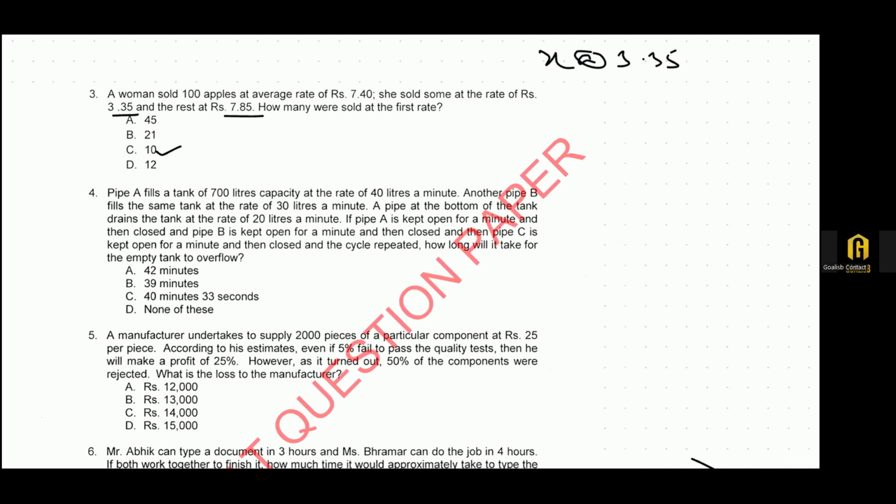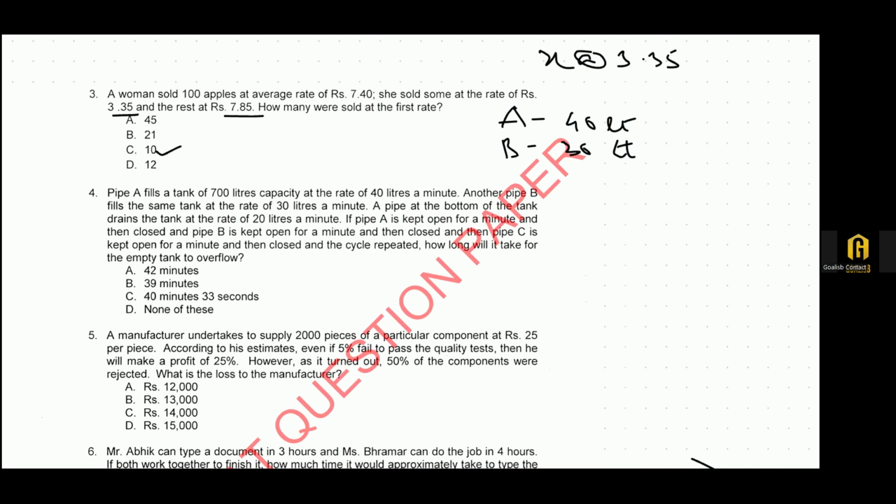The question says a pipe fills a tank of 700 liter capacity at the rate of 40 liters per minute. So pipe A fills the tank at the rate of 40 liters per minute and pipe B at the rate of 30 liters per minute. A pipe at the bottom of the tank drains the tank at the rate of 20 liters per minute. If pipe A is kept open for a minute, then closed, B kept open for a minute and then closed, and then pipe C is kept open for a minute and then closed.